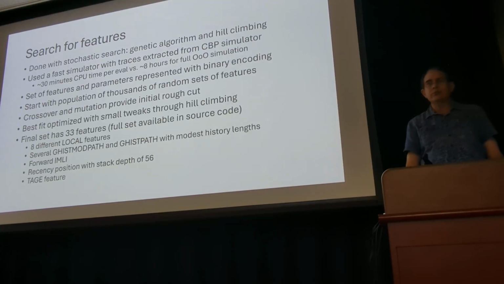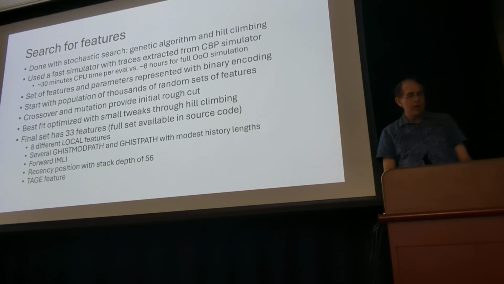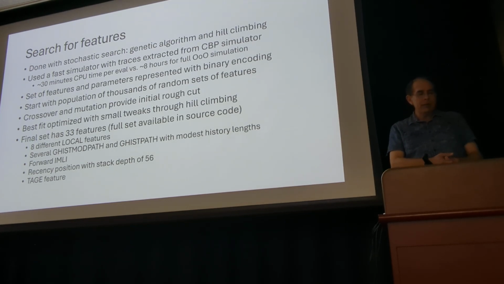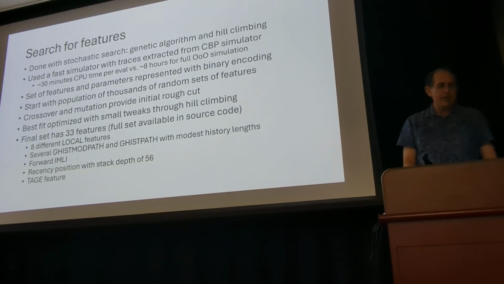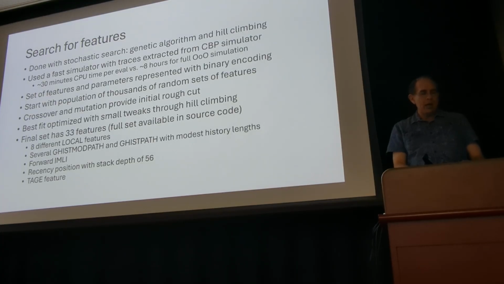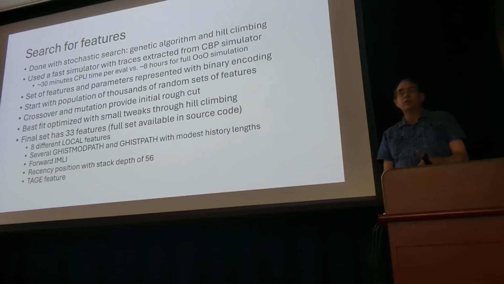I start a population with thousands of random sets of features. Crossover and mutation provide the initial rough cut, and that best candidate is optimized with hill climbing and small tweaks like changing this history by 1 or 2. The final set that you can read in my source code has 33 features: 8 different local history features, several combinations of global history and modulo history, and just global history features with modest history lengths. The forward IMLI that I was talking about, the recency position with a stack depth of 56, turned out to be the magic number for the most accuracy, and it has a Tage feature.